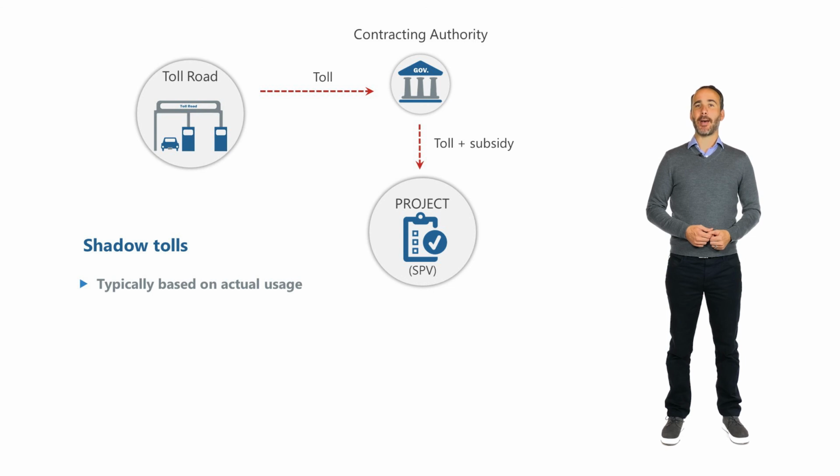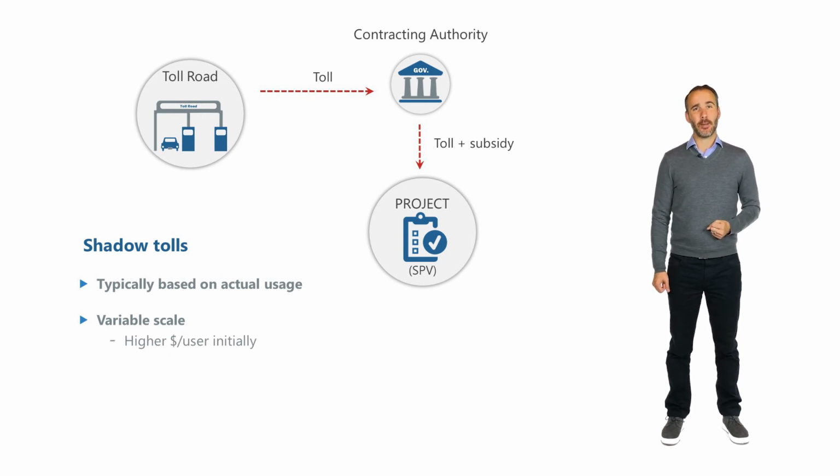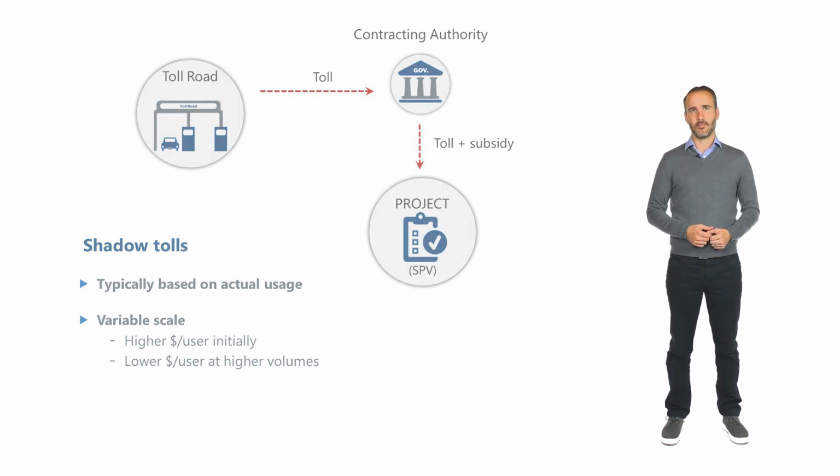Often shadow tolls are paid on a variable scale where the fee per user decreases as traffic volume increases. Charging higher tolls for the first tier of users allows the project company to have confidence that it will cover its costs. But charging low tolls on subsequent tiers of users can prevent the project company from making an excessive profit if traffic volumes are much higher than expected.